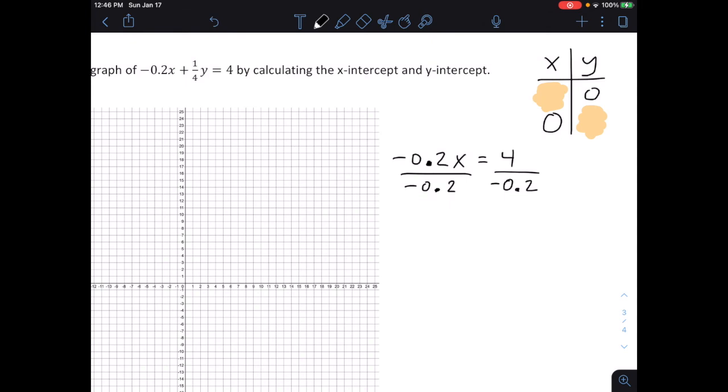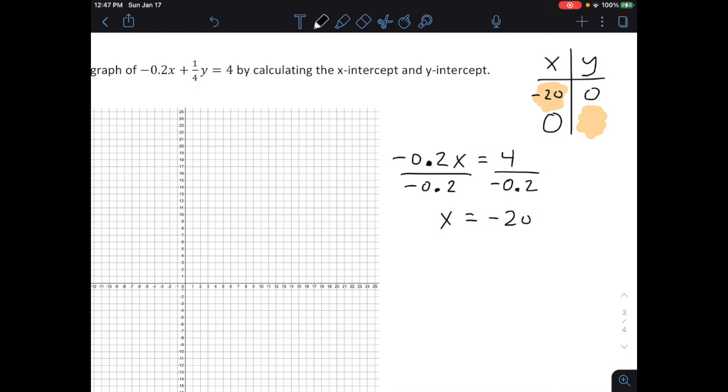You might think, why? Well, I'm dividing by a decimal, which is part of 1, right? And it's smaller than 1, so our answer is going to be bigger than 4 because we're dividing by something that's smaller than 1. So we end up with x equals negative 20. All right, so I can put that in my table.